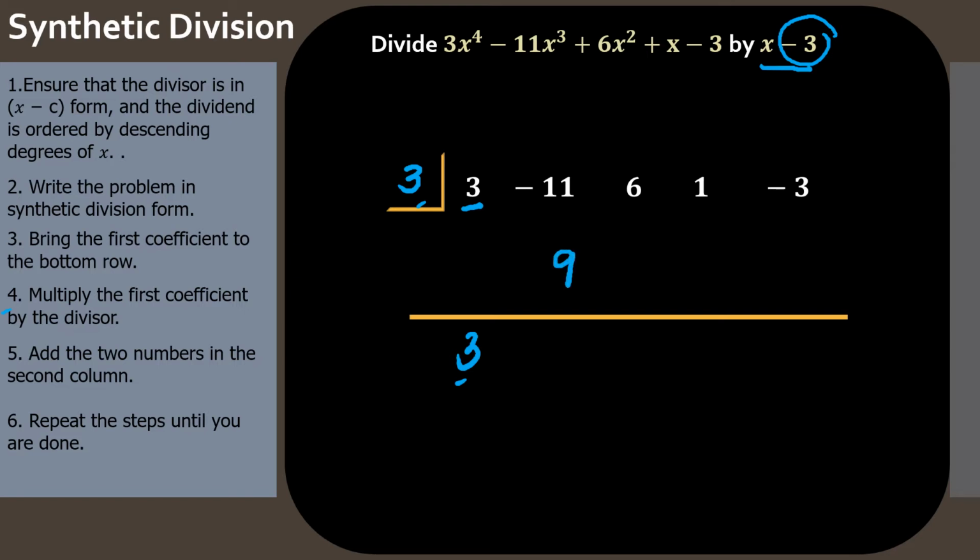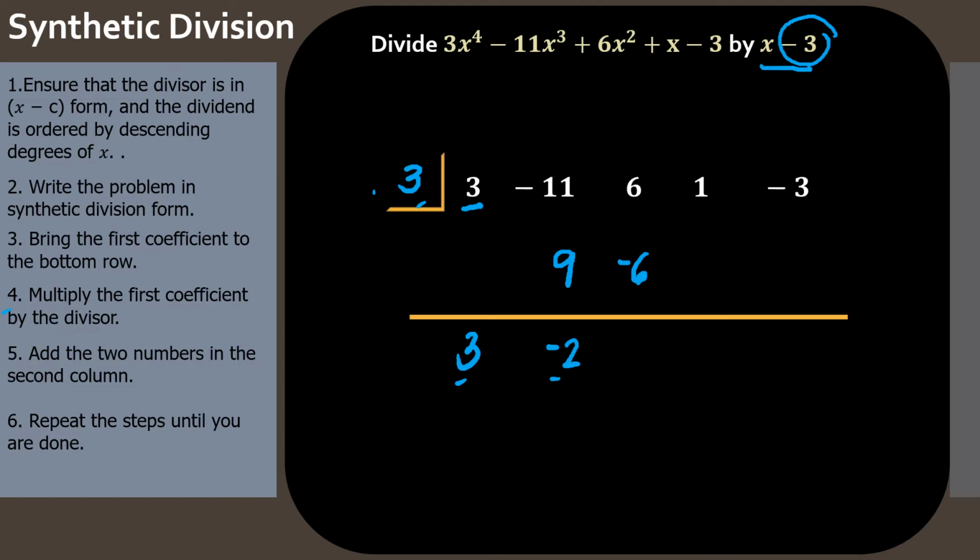Okay? And after that, we have to add according to number 5. Add the two numbers on the second column, si negative 11 plus positive 9 ay equal sa negative 2. Pagkatapos nating mag-add, yung nakuha nating sum ay i-multiply ulit natin sa ating c. So we have negative 2 times positive 3 is negative 6.